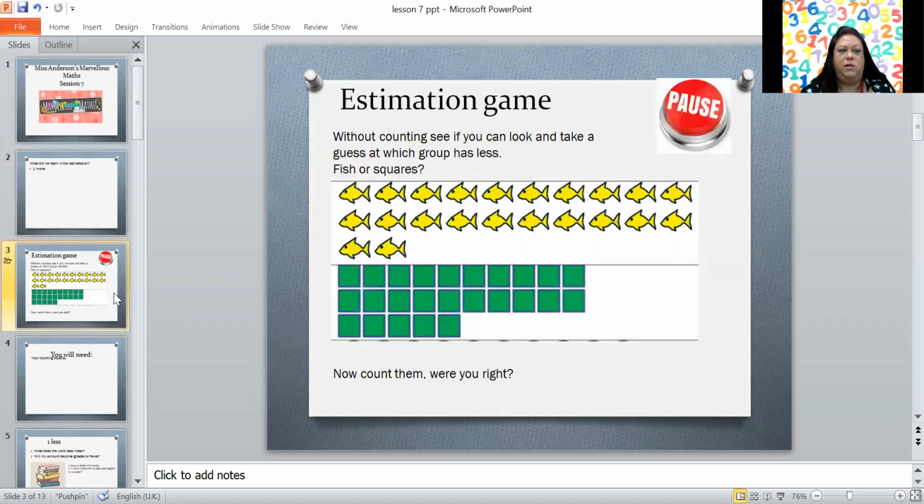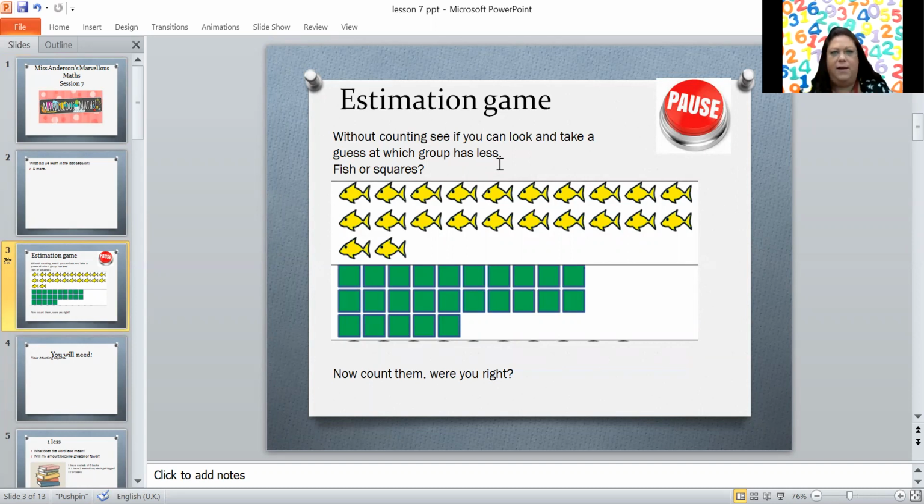So today we're going to look at the estimation game again. This time, you'll notice a different word in the instructions. So let's read the instructions together. Estimation game. Oh, what does estimation mean? Oh, I remember. It means a guess, but not a silly guess, a really good, sensible guess at how many there could be. Without counting, see if you can look and take a guess at which group has less.